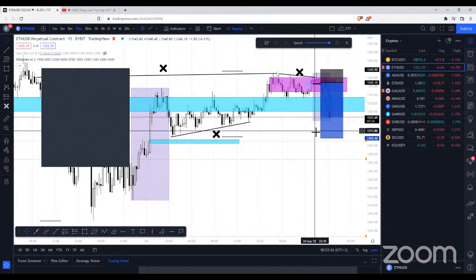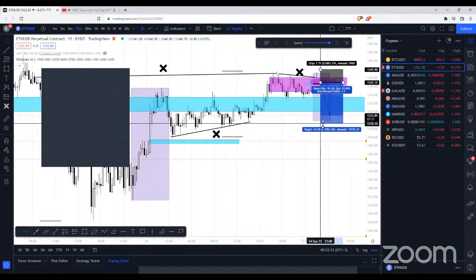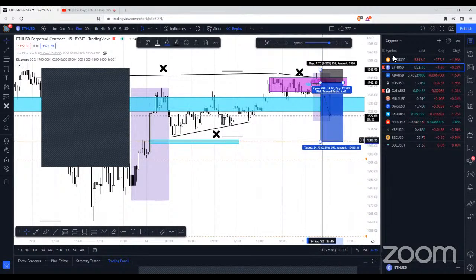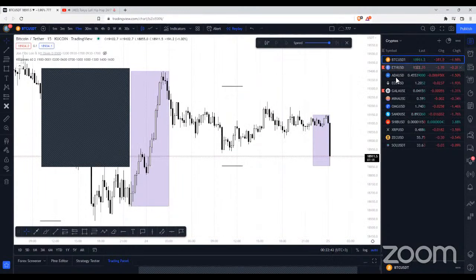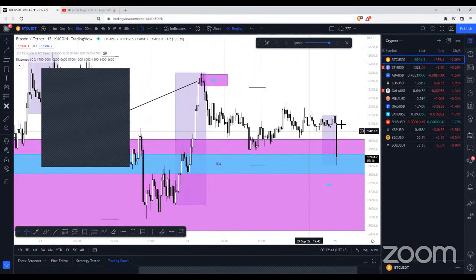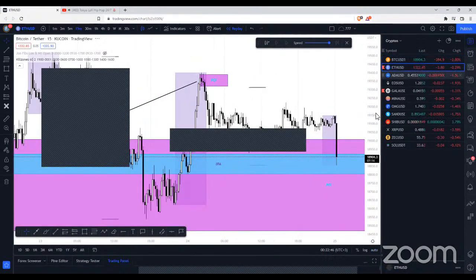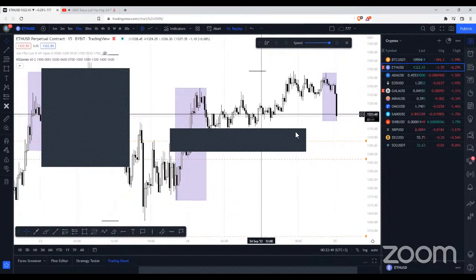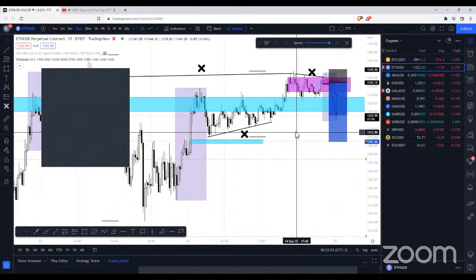Look at that pump down. I think we already hit our 1 in 3 too. Oh, almost. Look at Bitcoin too. It dumped too. Ethereum pumped down.